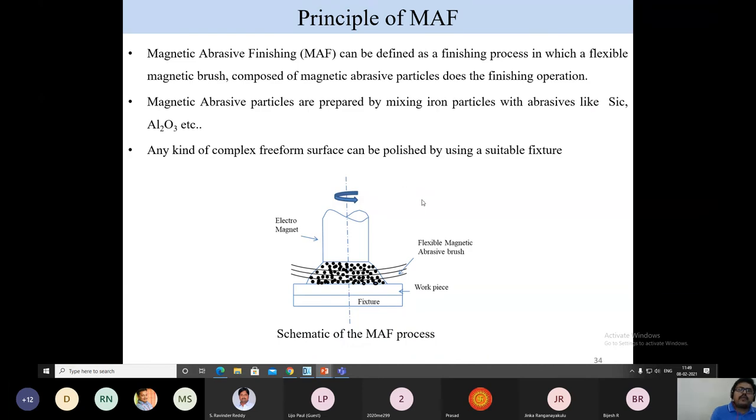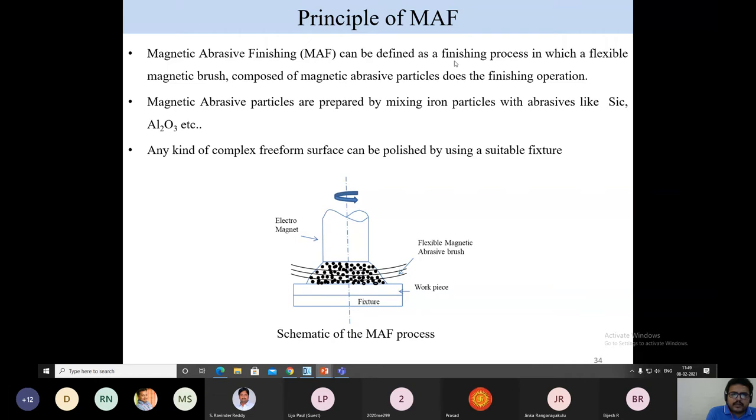Like that, we are also working on the MAF process recently. Recently, we published one paper on MAF in a good journal. There also we have applied DOE. That I would like to show you practically in the software. But before that, I would like to explain the basic principle.